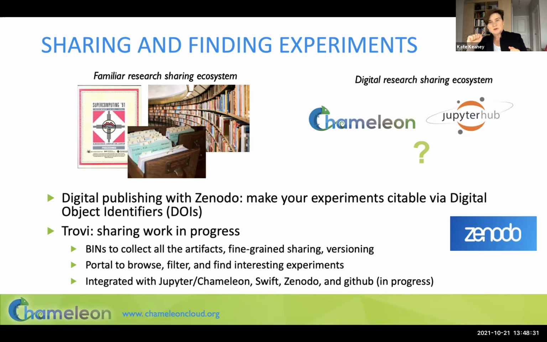So for that, we created Trovi, which is kind of like a Google Drive for your experiment, right? You can put in it data, your Jupyter notebook, links to your image, what have you, anything that you need. And then you make it available, for example, via the DayPass, right? So we also give you a portal where users can browse and filter and in general find those interesting experiments. It's integrated with Jupyter, so that when you develop stuff in Jupyter, with one click of a button, you can say publish to Trovi. And then you can also say, and now I'm ready to publish to Zenodo to make it shareable with everybody.